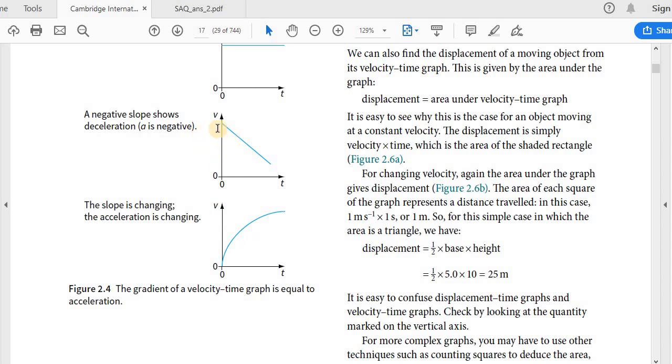Okay, then over here what we can see is the acceleration is negative because the gradient is negative. So if acceleration is negative, that means it's a deceleration. The object should slow down, and that's what you can see over here. See, with time the velocity decreases. Here the acceleration is constant and negative, but here the acceleration is not constant, it is decreasing but positive. Okay, so make sure you don't confuse these two.